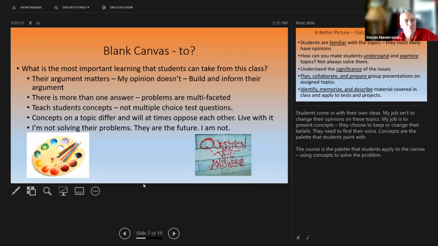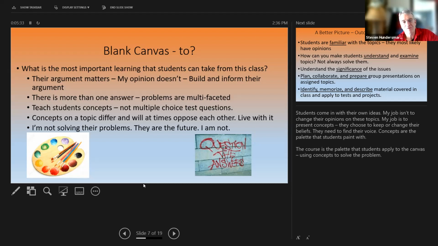And I also wanted to present to them the topics like real life problems. There's more than one answer. There's a lot of things that you have to go through to figure out some of these problems; they're multifaceted. So I wanted them to see how complex problems really are. They're not multiple choice questions.